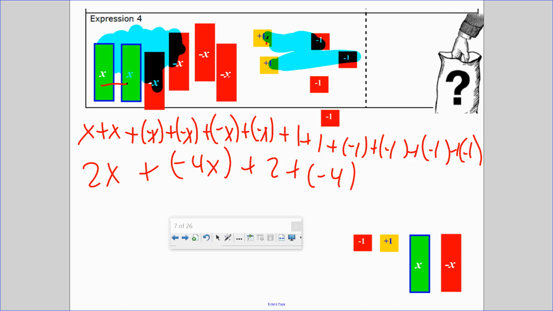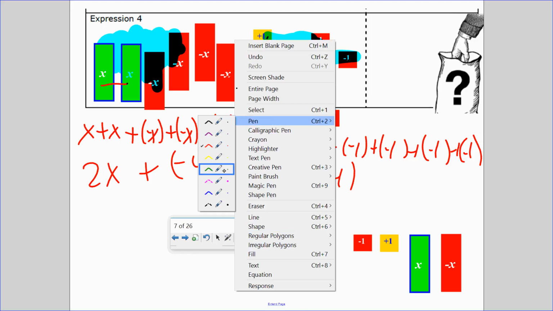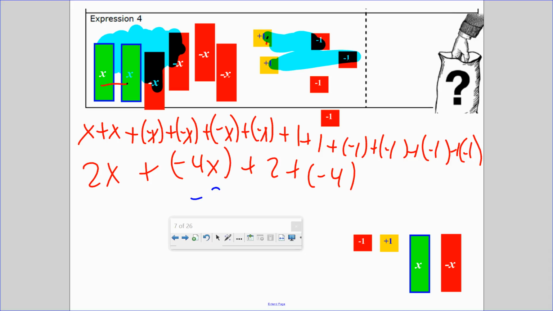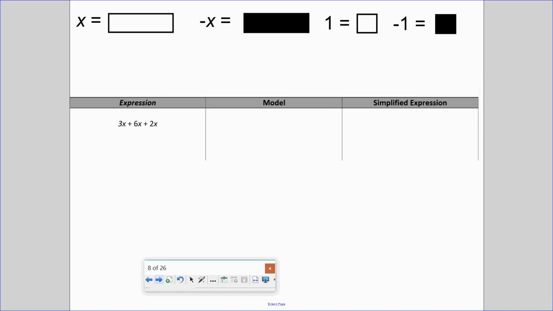Zero pair. So I am left with my final simplified expression of negative 2x plus negative 2, or negative 2x minus 2. I see minus 1 and a minus 1. It's minus 2. Did you know plus negative 2 is the same as minus 2? In case you forgot, do you remember something called adding the opposite? So now that you understand it, grab and dump, now it's time to practice with some more examples.